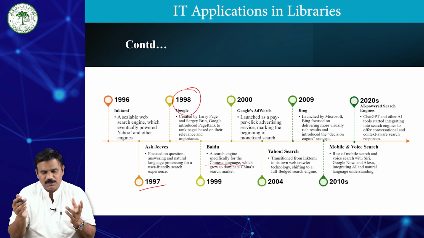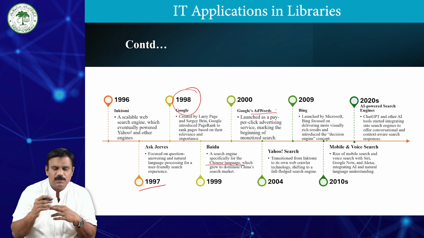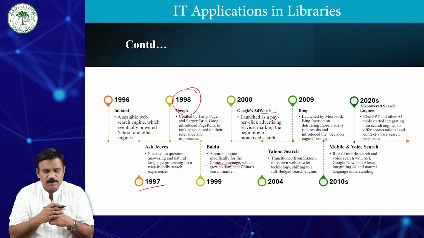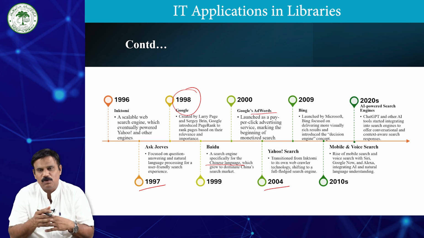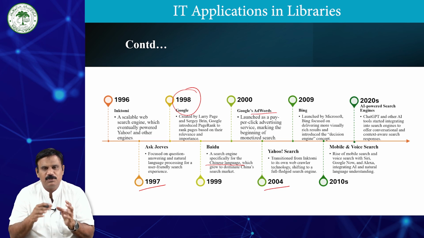And in 2000, you will find Google's AdWords, launched as a pay-per-click advertising service, marking the beginning of monetized search. In 2004, we have Yahoo Search. This is a transition from Inktomi to its own web crawler technology, shifting to a full-fledged search engine. So Yahoo became a full-fledged search engine in the year 2004. And in 2009, we have Bing.